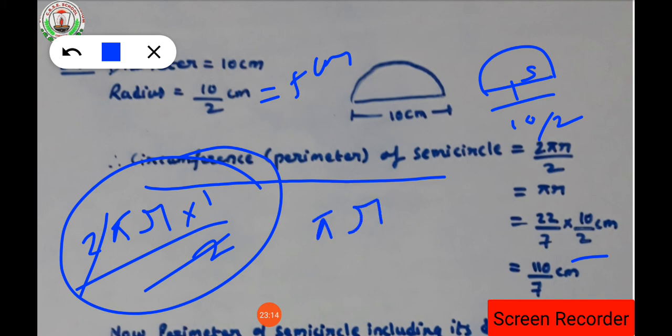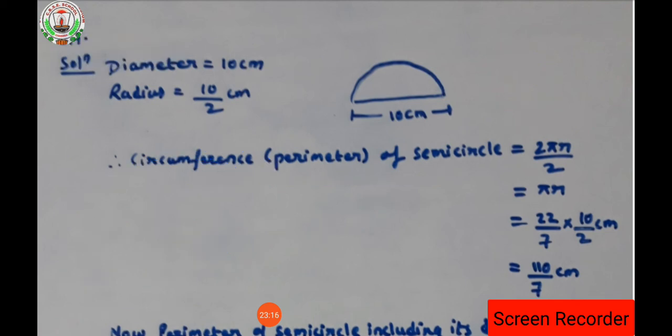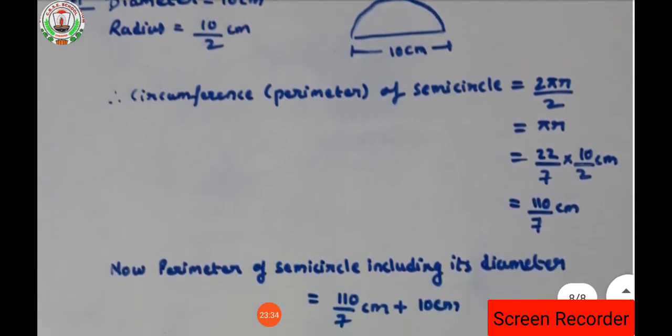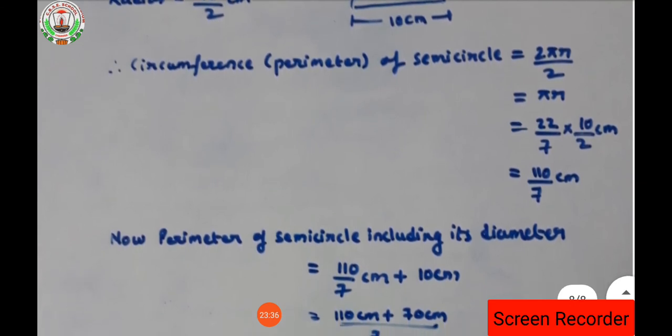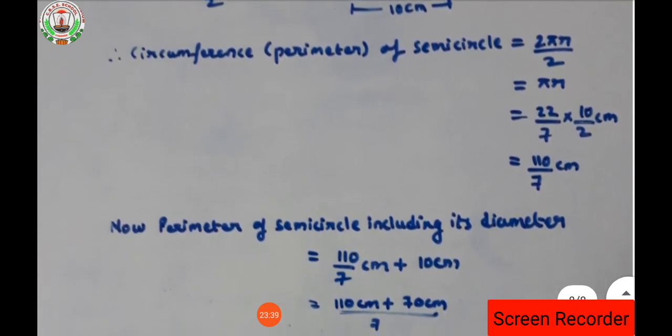So the formula of circumference of semicircle will be pi r. Have you understood why it is multiplied by half? What is the formula for circumference of a circle? That is 2 pi r. Since we are talking here about a semicircle, the word semicircle means half of the circle. That's why half is multiplied with the formula. So the actual formula for circumference of a semicircle is pi r, isn't it? Now pi value is 22 by 7, r value is 10 by 2. While doing the calculation, 110 upon 7 centimeter is the required answer for circumference of a semicircle.